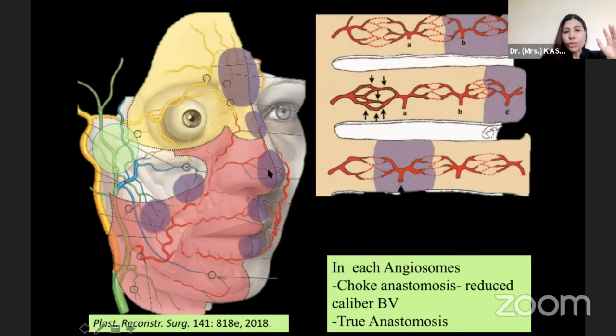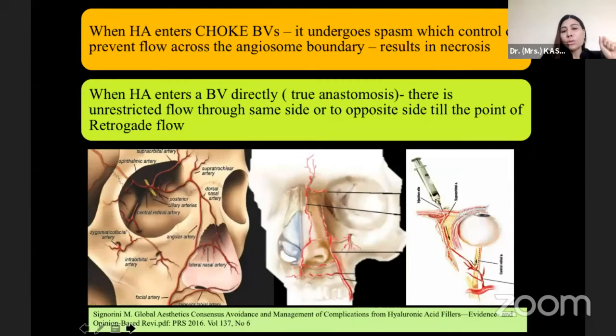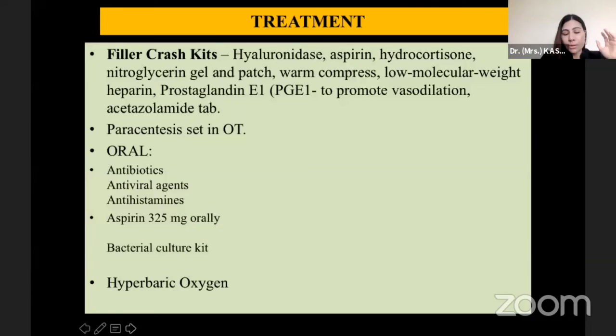This choke anastomosis, which is in the 5 places of the face, what happens is that when the filler, even if it touches the blood vessels, it undergoes spasm. So it prevents the spread of the filler, and so it leads to a localized necrosis. But if it enters any of the major or the true anastomosis, it can spread to the other parts of the face, and also it can lead to blindness through a retrograde flow. So this is a very important point that I need to mention to you.